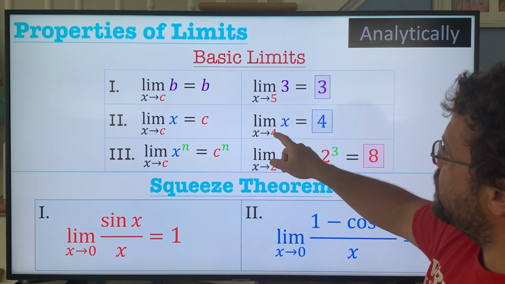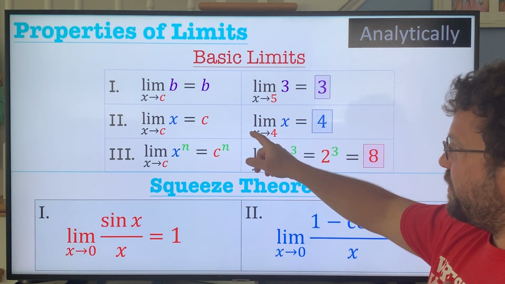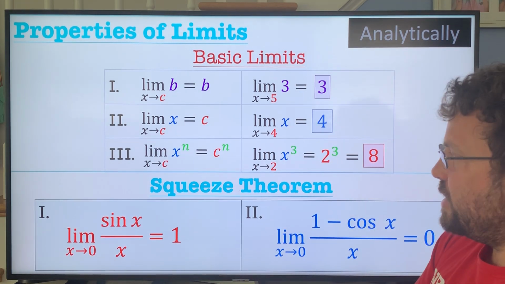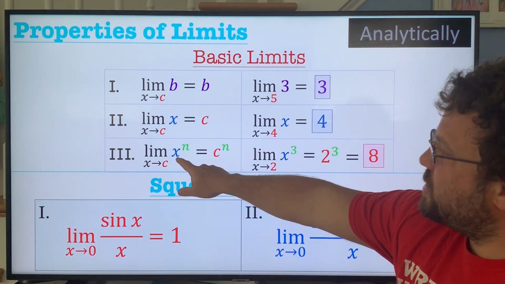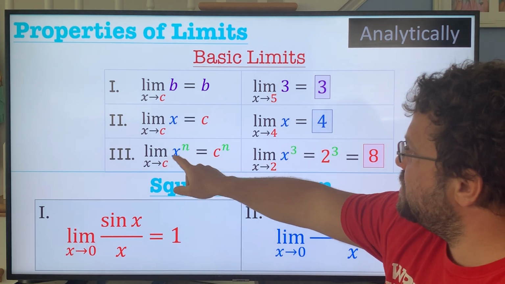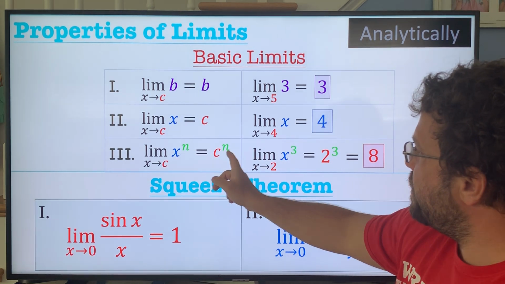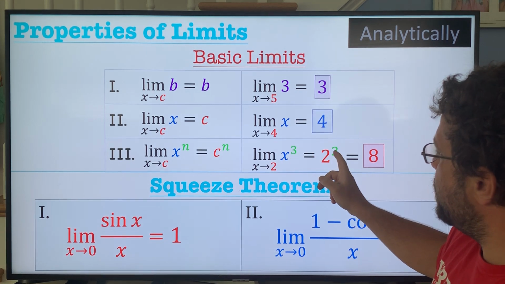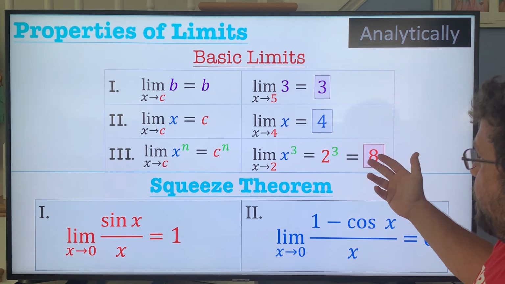It becomes algebra. You just plug in whatever x approaches for the x's, and if you get a good answer, you're done. Easy peasy. Now, x to a constant power is just whatever that works out to. Same concept here. You plug your 2 in for x. 2 to the third power. 2 times 2 times 2 is 8.